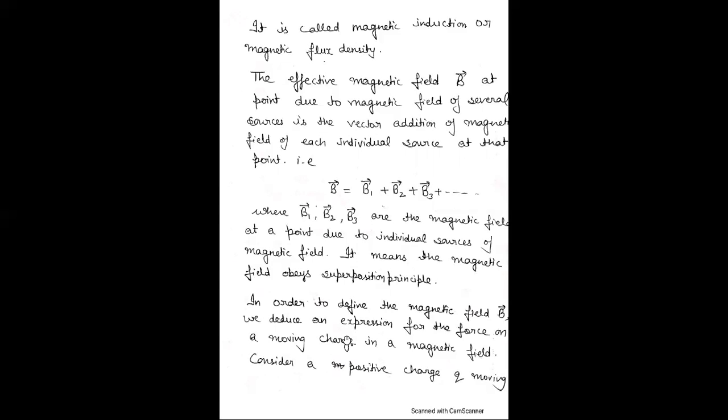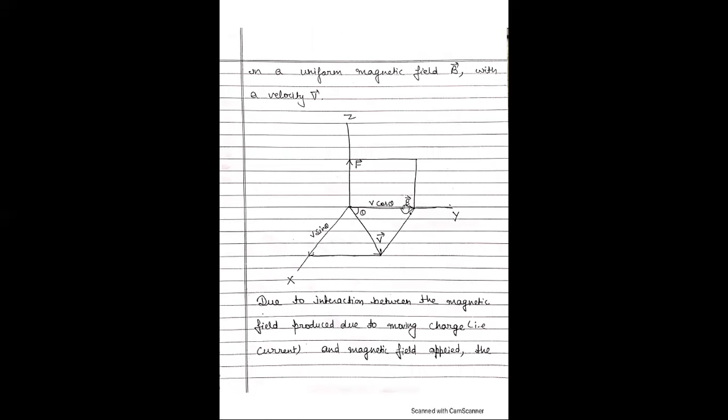In order to define the magnetic field B, we find an expression for the force on a moving charge in a magnetic field. Let us consider a positive charge Q moving in a uniform magnetic field B with the velocity v. Here three coordinates x, y, and z. Resolve velocity into two components, v cos theta horizontal component and v sin theta which is perpendicular to the component of B, and here F is a force which is along z axis.